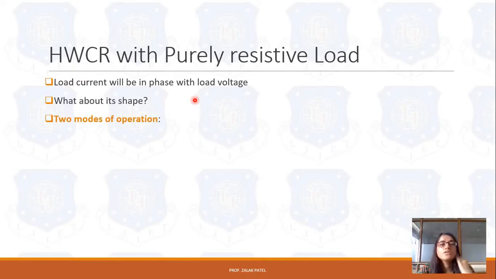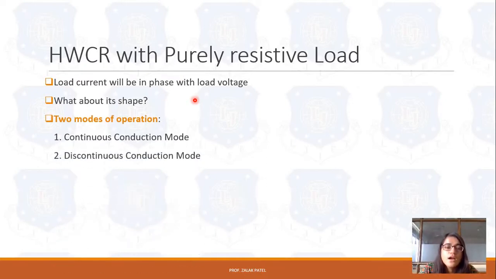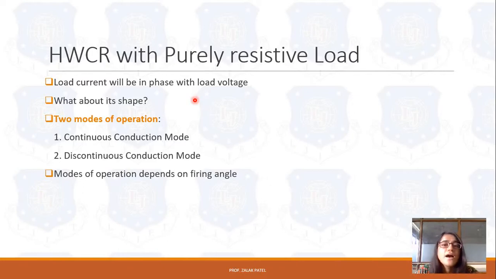It can operate in two modes of operation. First one is continuous conduction mode and second one is discontinuous conduction mode. Now whether it operates in continuous conduction mode or discontinuous conduction mode depends on the firing angle. Means if the firing angle is less than or equal to 30 degree, then it will operate in continuous conduction mode, and if the firing angle is greater than 30 degree, then it operates in discontinuous mode. Now let's see what will happen.